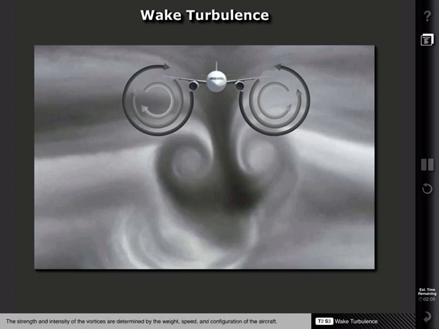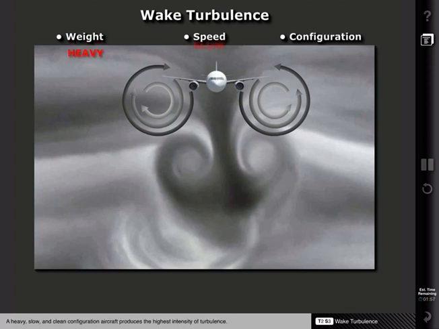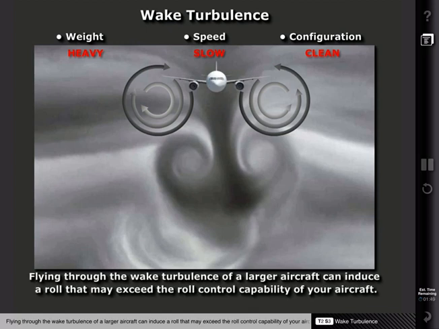The strength and intensity of the vortices are determined by the weight, speed, and configuration of the aircraft. A heavy, slow, and clean configuration aircraft produces the highest intensity of turbulence. Flying through the wake turbulence of a larger aircraft can induce a roll that may exceed the roll control capability of your aircraft.